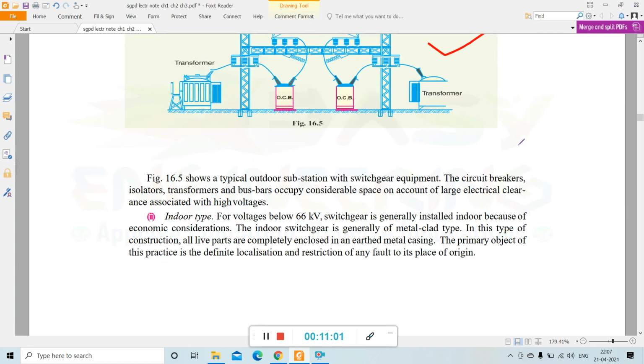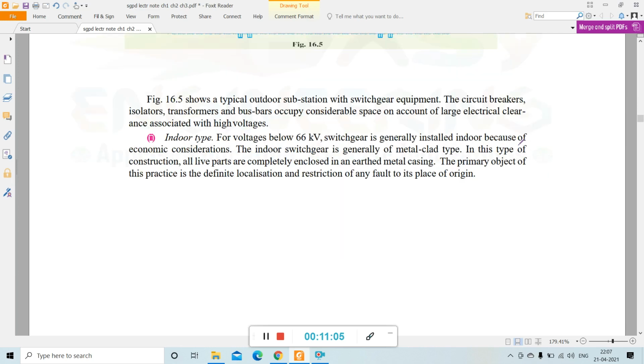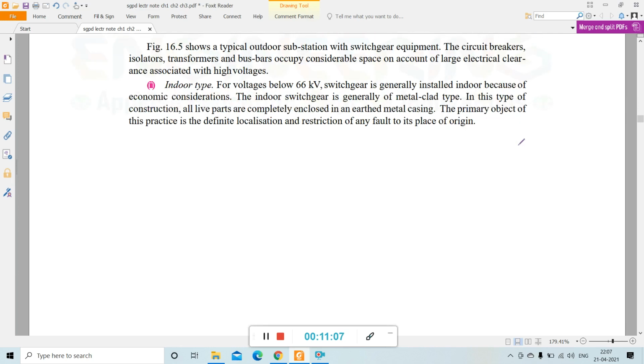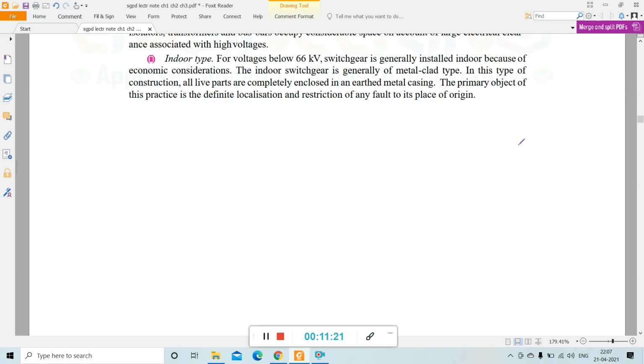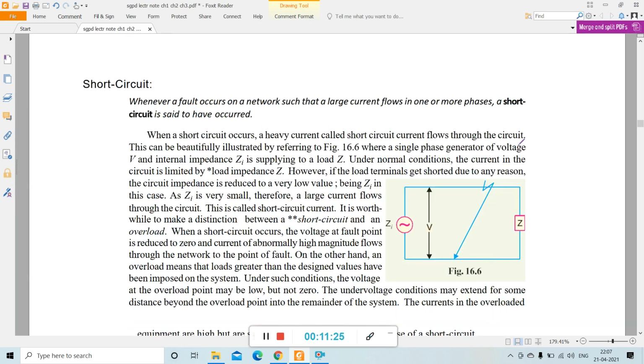And for voltage below 66 kV, the switchgear is generally installed indoor because of economic consideration. The indoor switchgear is generally of metal clad type. In this type of construction, all live parts are completely enclosed in an earthed metal casing. So this is all about switchgear accommodation. Then the next is the short circuit.